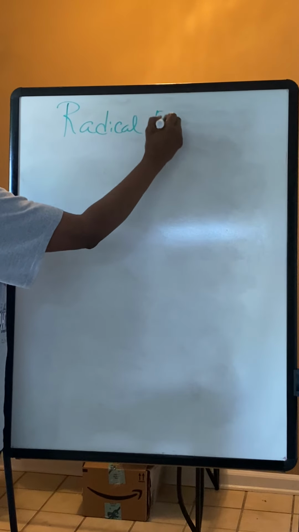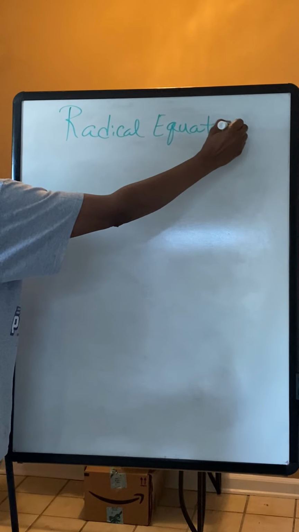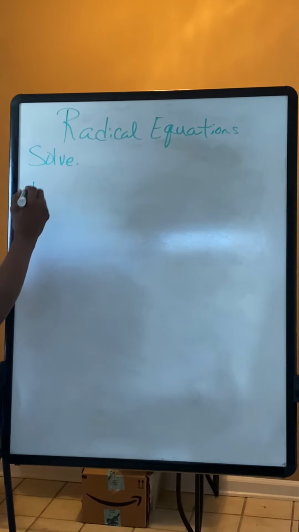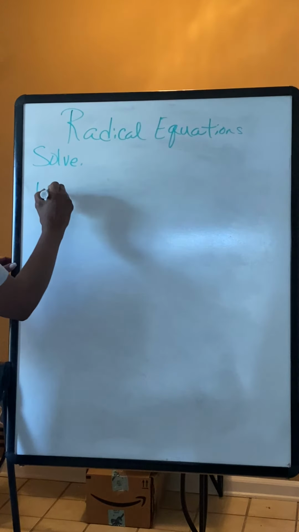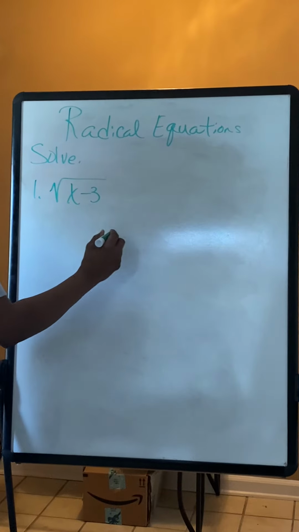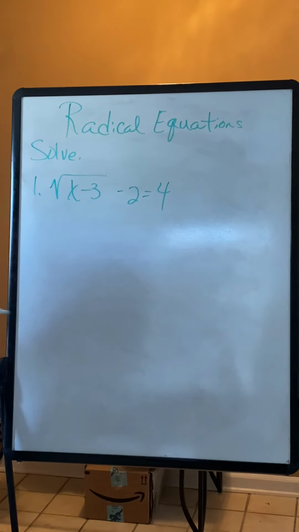All right, today we're going to take a look at radical equations. We're going to solve, for example 1, the square root of x minus 3 minus 2 is equal to 4.